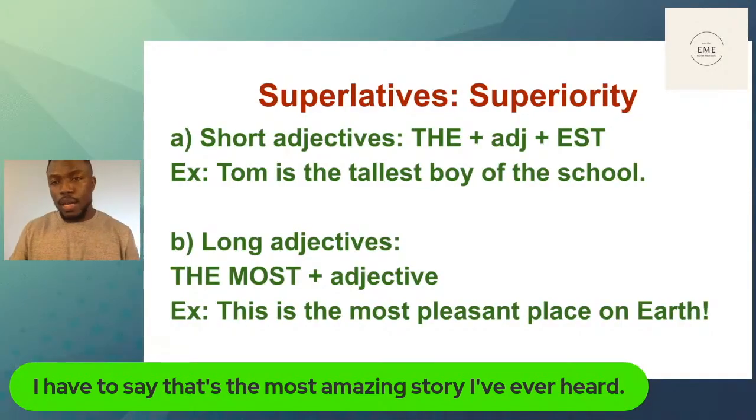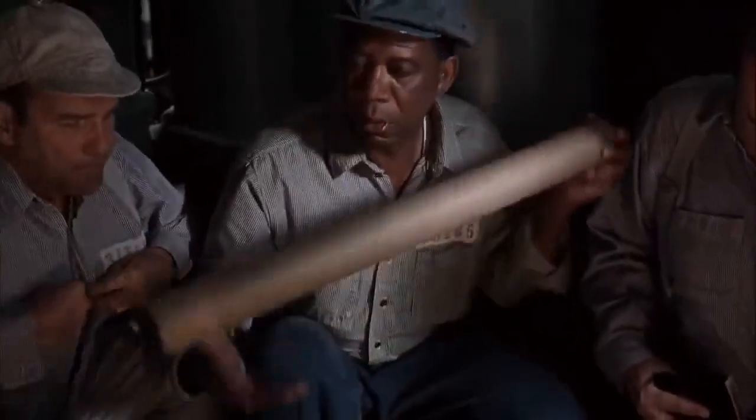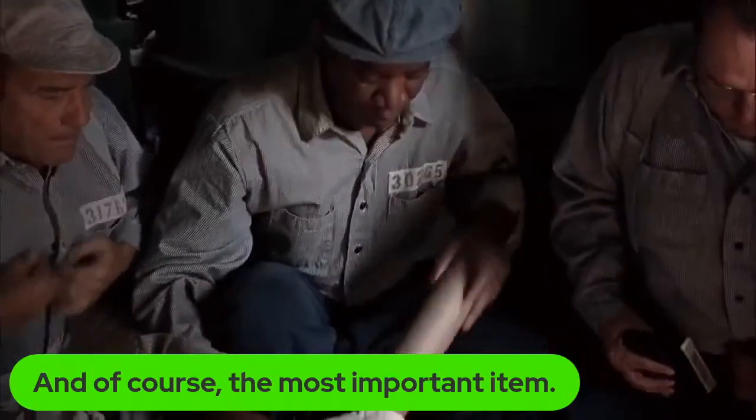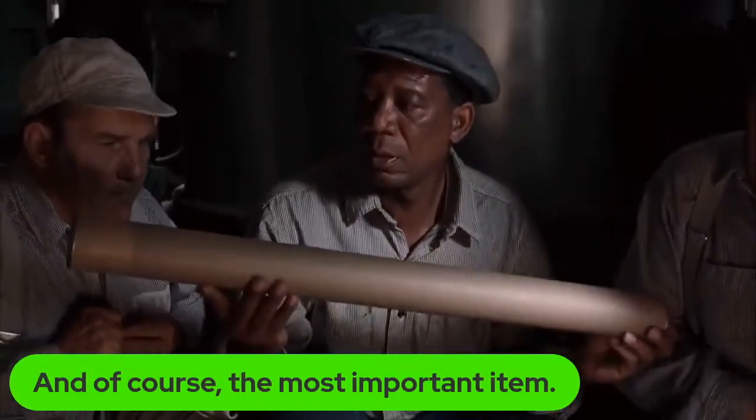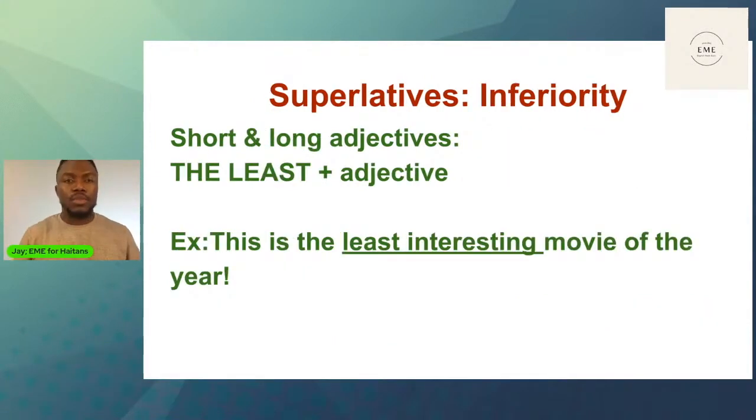On nous voyons l'autre exemple encore. Côté y a utilisé the most. And of course, the most important item. He said, and of course, the most important item. Okay, il dit, et bien sûr, okay, bagay ki pi important.